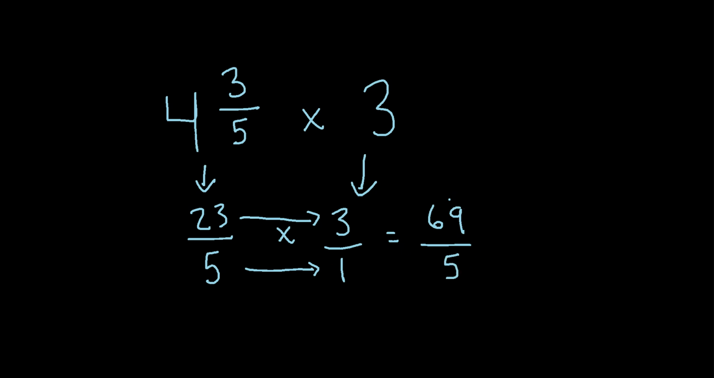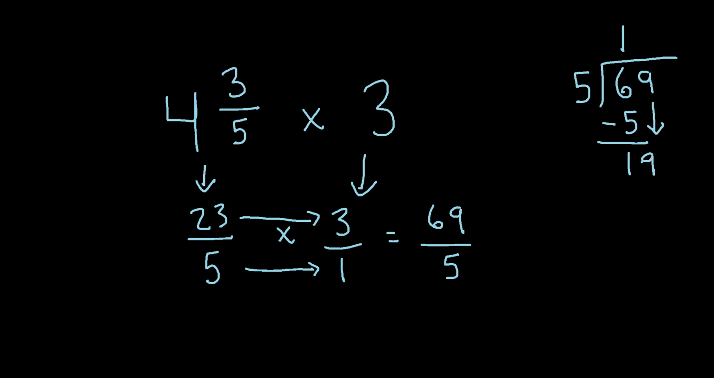So this is an improper fraction. So for our final answer, let's convert it to a mixed number. So the way we can do that is say 69 divided by 5. So we can do a little long division. So how many 5s go into 6? That would be 1. So we'll write a 1 right here. And then we'll do 5 times 1, which is 5. So we subtract a 5. 6 minus 5 is 1. Bring down the next number, so bring down this 9.